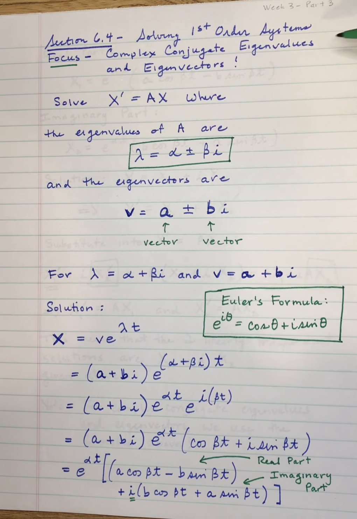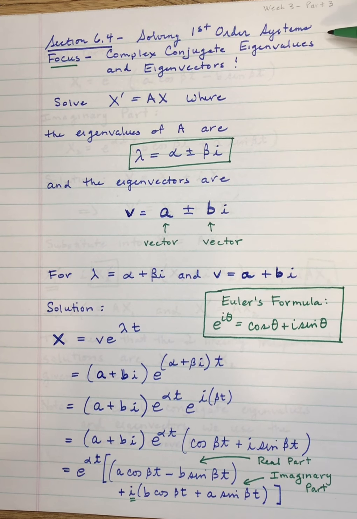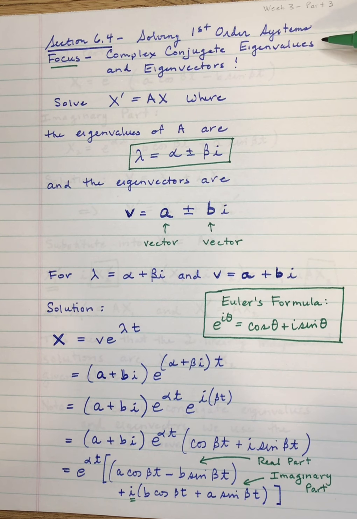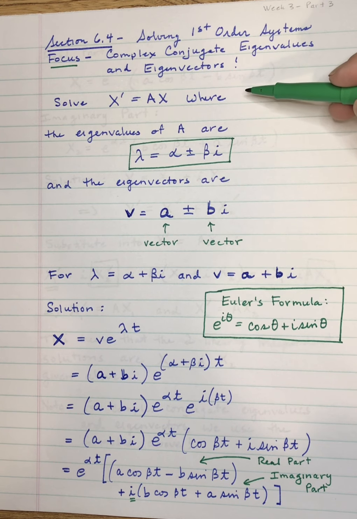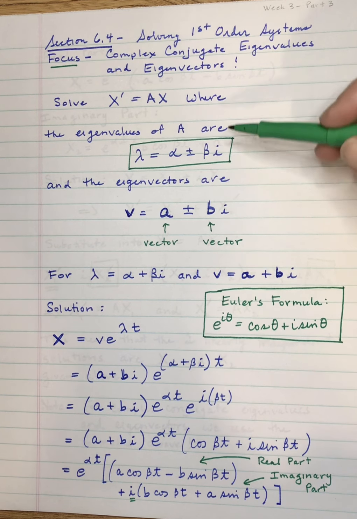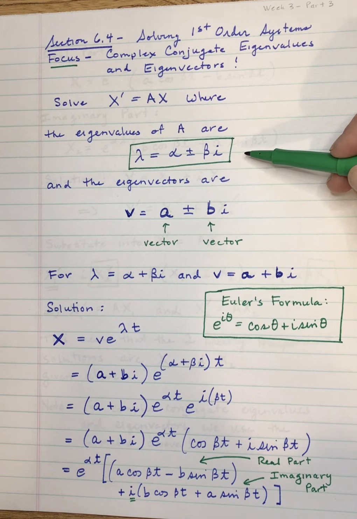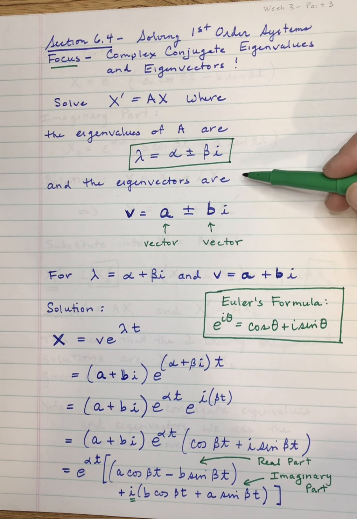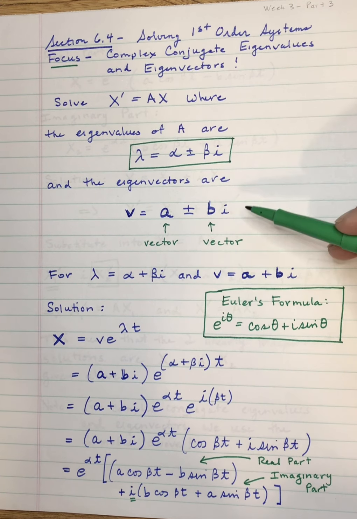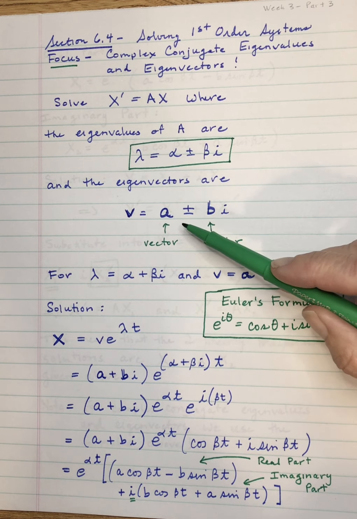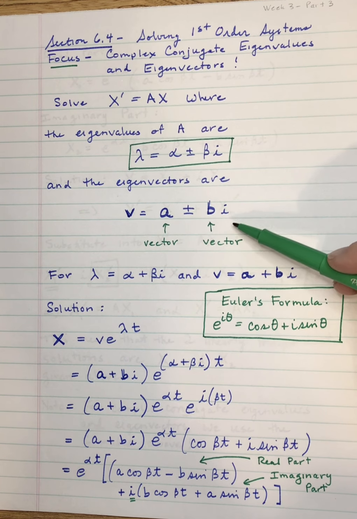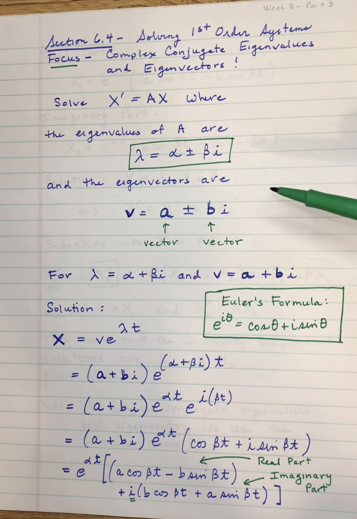So let's learn how to solve a system of first-order differential equations where the eigenvalues and eigenvectors of the matrix A are complex conjugates. So here's our system, x prime equals Ax, where the eigenvalues of A are lambda equals alpha plus or minus beta i, and the eigenvectors are given by the vector v equals the vector a plus or minus the vector bi.